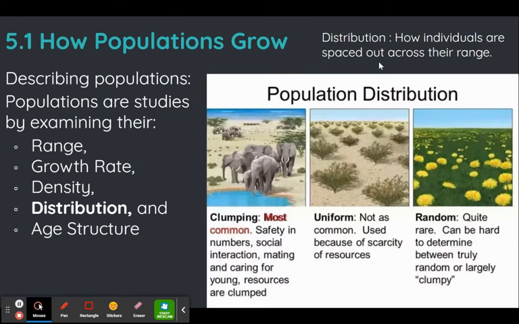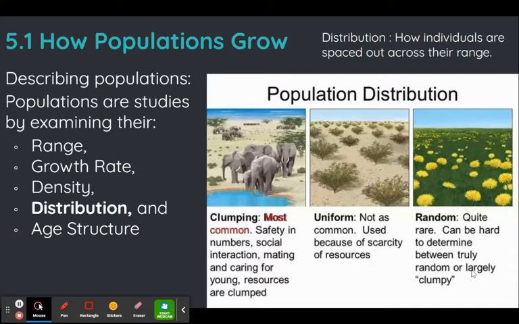Distribution is how individuals are spaced out across their range. There's three types of distribution: clumping, uniform, or random. In a clumped distribution pattern, you see groups of organisms kind of moving around together, and that's partly because it's safer like that. Uniform is kind of like how classrooms are set up. It's not very common, and you don't really see that in nature as much.